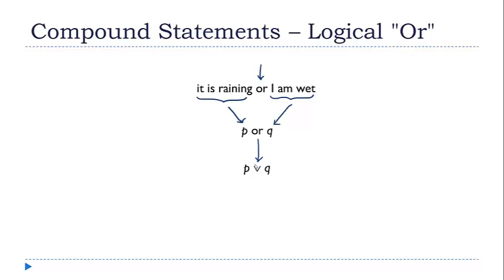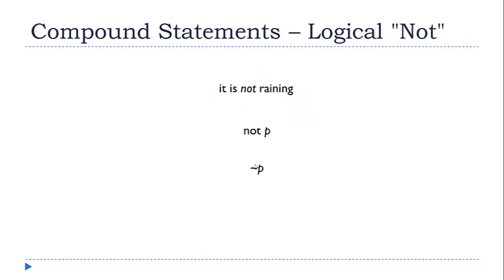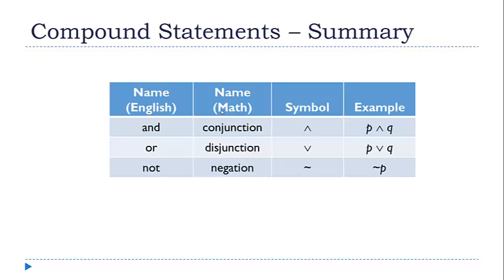All right, so there's one more statement that I want to add to our little toolbox here, and that's a logical not. We're going to represent that with this little wavy line. It's called a tilde. And it's equivalent to the word not in English. It just reverses the meaning of the sentence. So it changes it is raining into it is not raining. So now we've got three tools in our toolbox, and I've summarized them here on this slide.